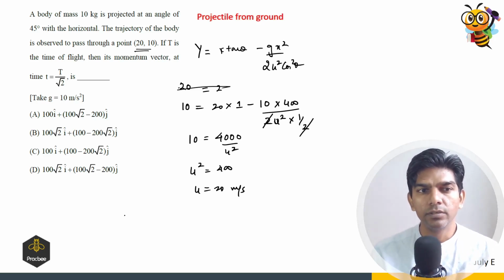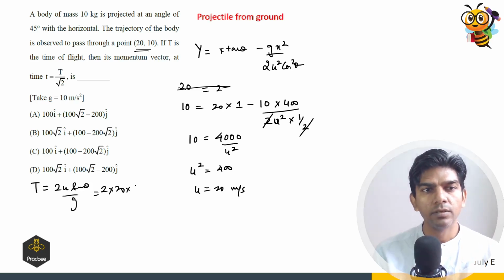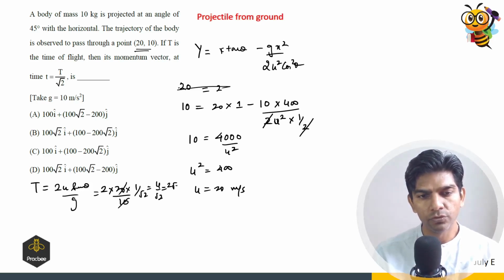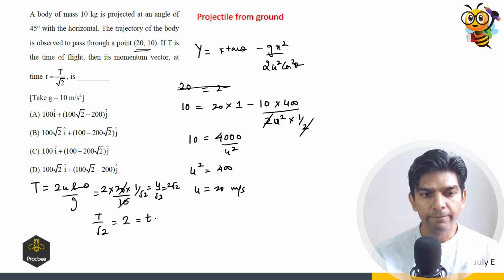Now we know the speed of projection, and we have to find the momentum vector at t equals T by root 2, where capital T is the time of flight. Now time of flight is 2u sine theta by g, so that will be 2 times 20, and sine 45 is 1 by root 2, by 10, so this comes out to be 4 by root 2, or we can write this as 2 root 2. So that is the time of flight. So T by root 2 is nothing but 2 seconds.